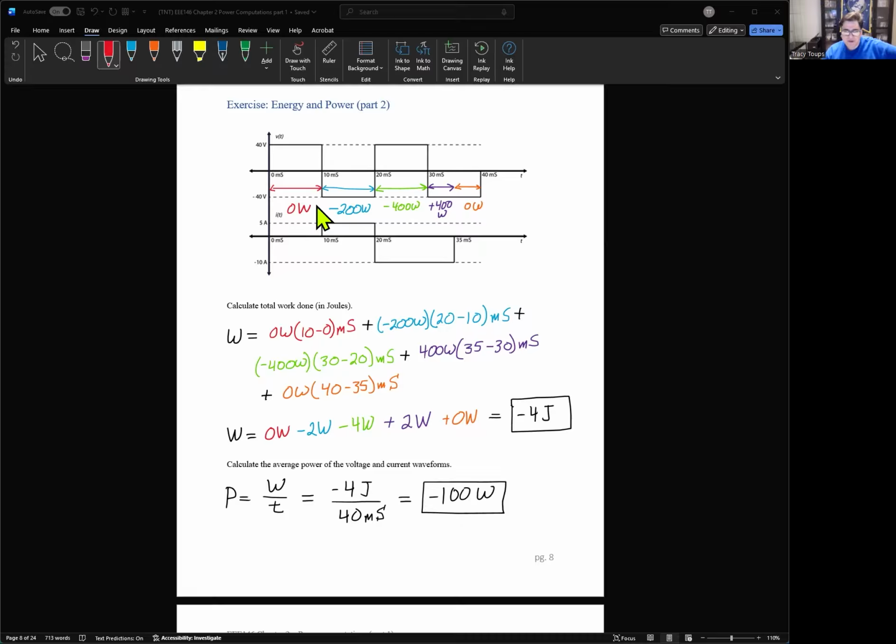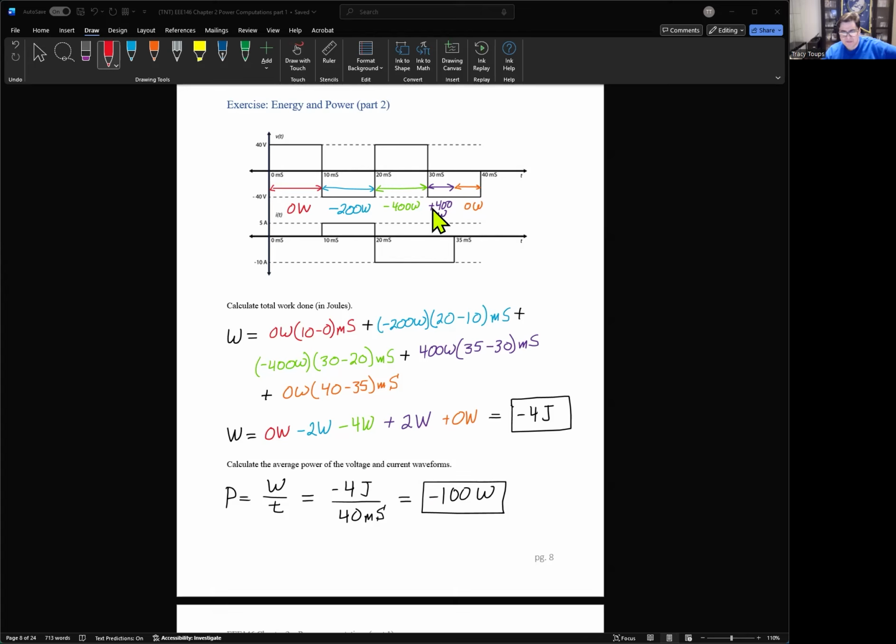So for the blue area, we got negative 200 watts, over a distance of 20 milliseconds minus 10 milliseconds. So the total length is 10, in milliseconds. The third one right here in green is going to be negative 400 watts over another 10 millisecond window, which is 30 minus 20.